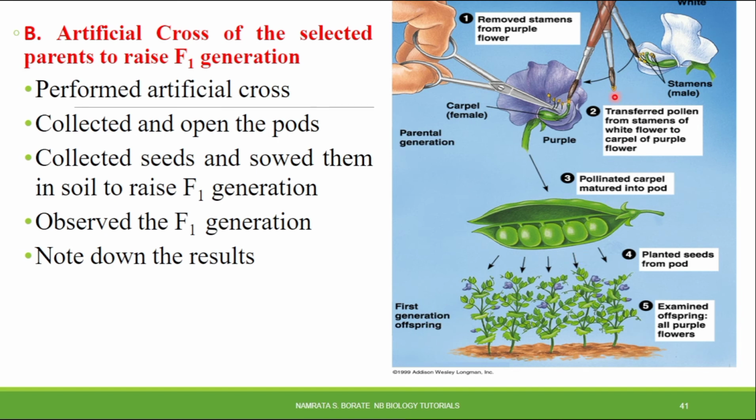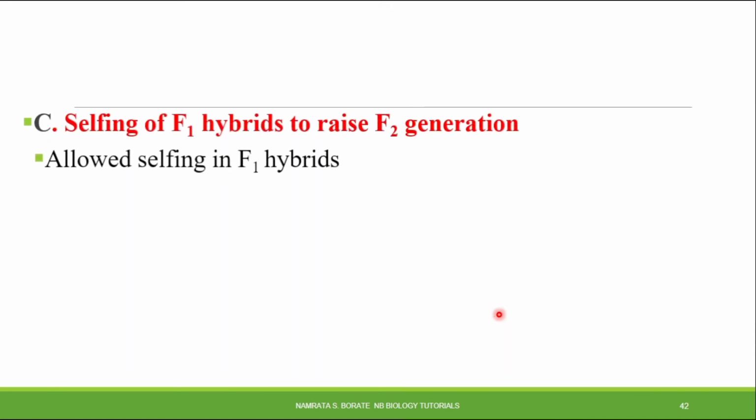Means after transfer of the pollen grain before anthesis on the surface of the stigma, the fertilization happens and there is development of the fruit and the seeds. When the seeds are again sown in the soil, we obtain the first filial generation. He observed the F1 generation and noted down the result.